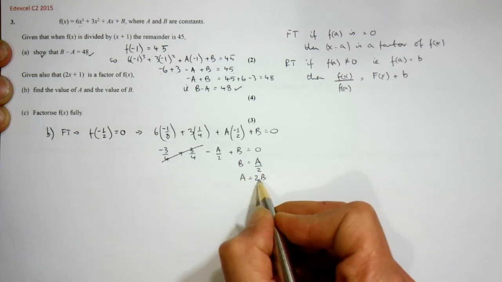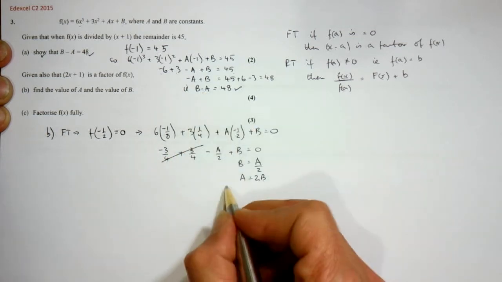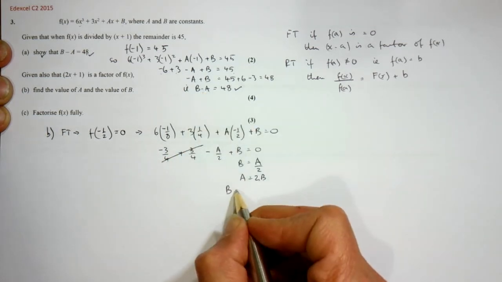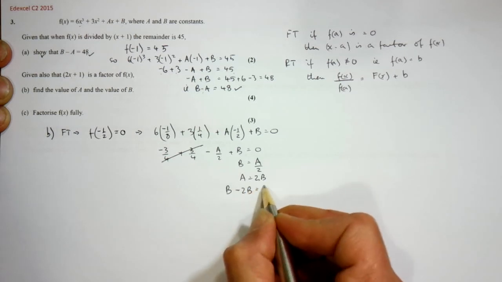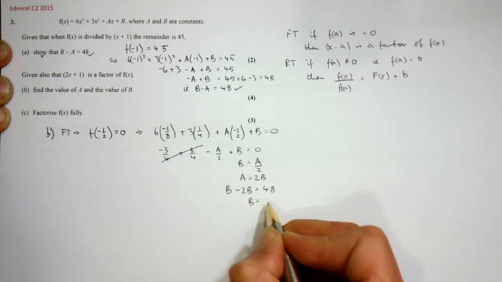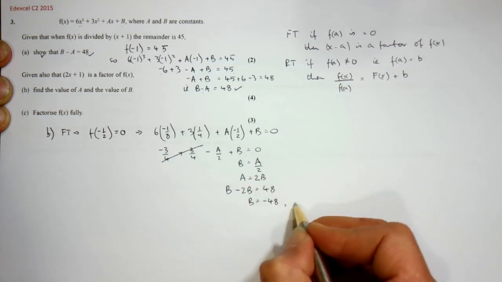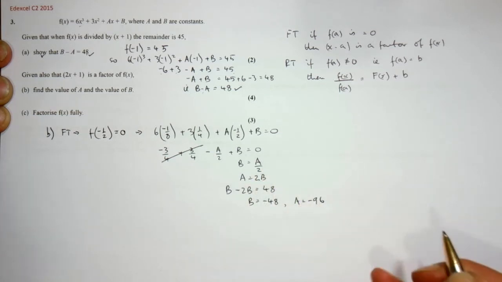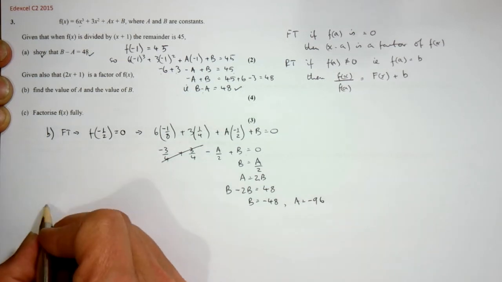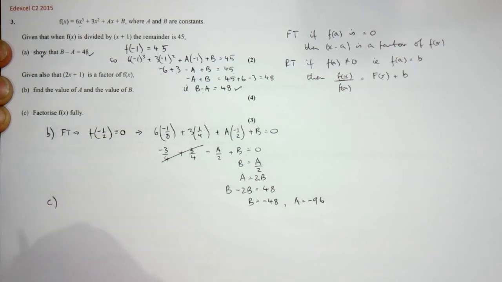So we can sub this back into our other equation. So b minus a, which is minus 2b, equals 48. So b is equal to minus 48. And a is double that. a is equal to minus 96. And part c, factorize fully.